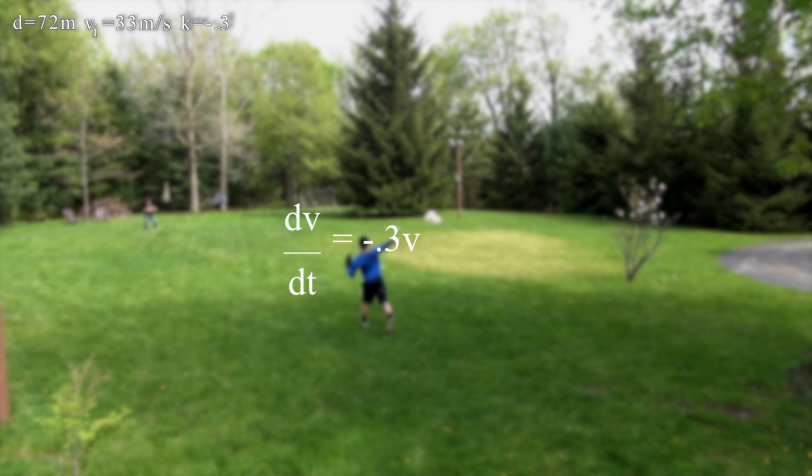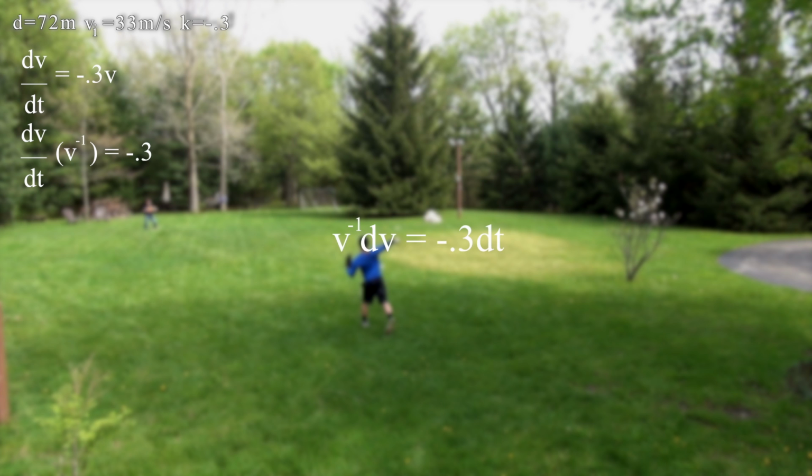We've already stated what our differential equation looks like. The next step is to use integration to determine an equation that will tell us the instantaneous velocity of the ball at any point along its path to home plate. So, in order to do this, we need to use separation of variables. We divide by v and move v to the left side of the equation, and then we multiply by dt and get that to the right side.